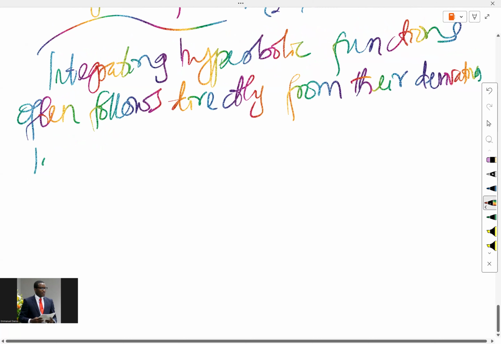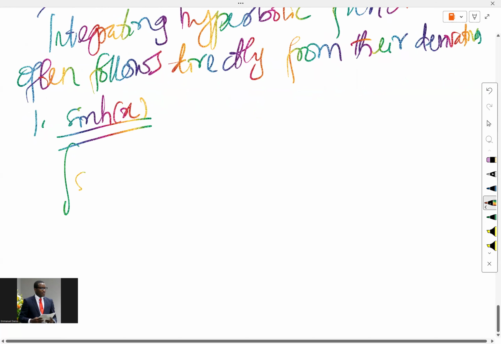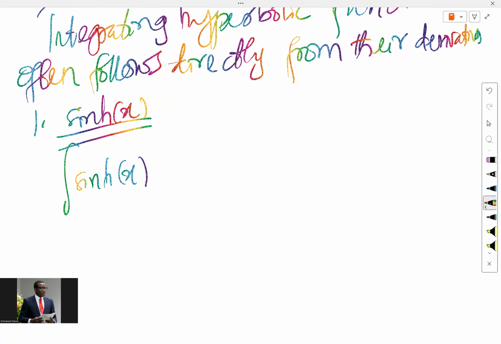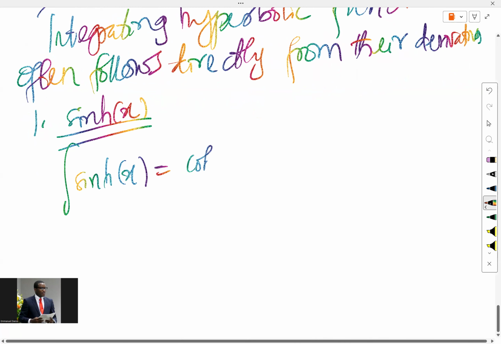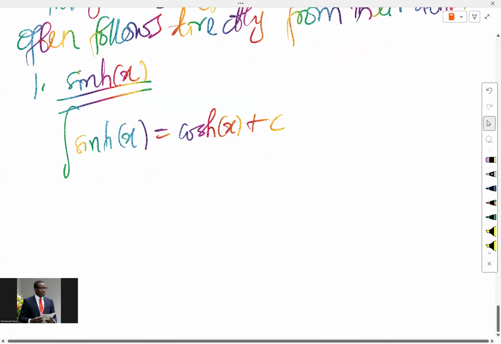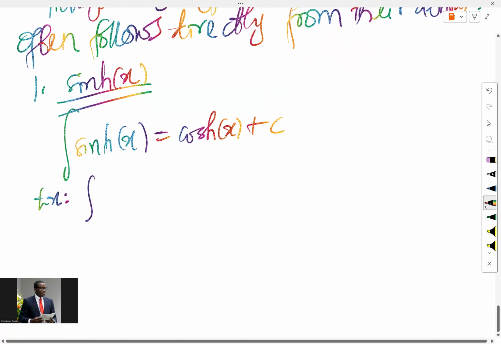So for instance, for number one, if you want to integrate sinh x, that's the integral of sinh x. You know, if you differentiate cosh x, you get sinh x. So that means that if you integrate sinh x, you should get cosh x back, because integration is the reverse of differentiation. So you get your cosh x back, of course, plus an arbitrary constant.